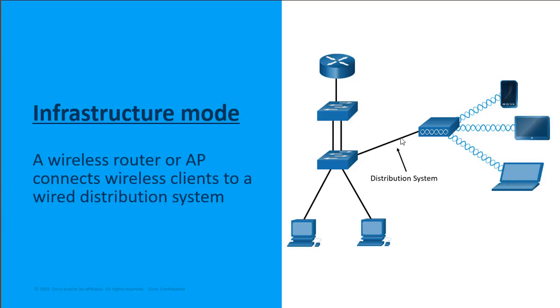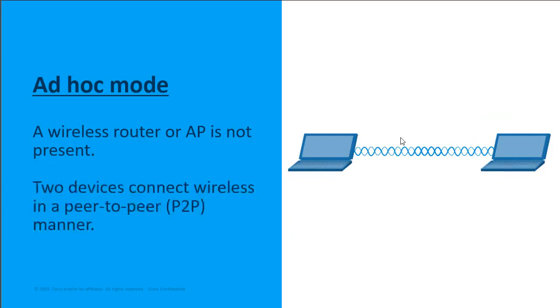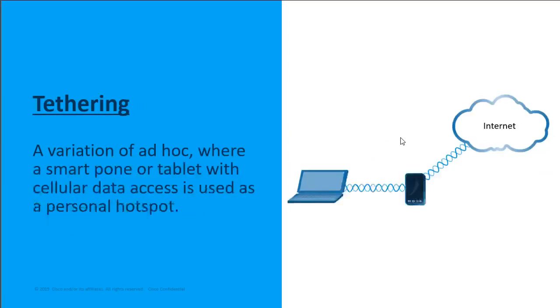Let's switch over to ad hoc mode, much more basic. And with ad hoc mode, we're talking peer-to-peer. We've got two devices connecting wirelessly without any network infrastructure, without any wired distribution system. A good example of this would be having two phones directly connected to each other, maybe sharing a file using technologies with Bluetooth or AirDrop, 802.11 coming into play there. But that would be ad hoc. You do not have an infrastructure device. It is directly device to device, known as peer-to-peer.